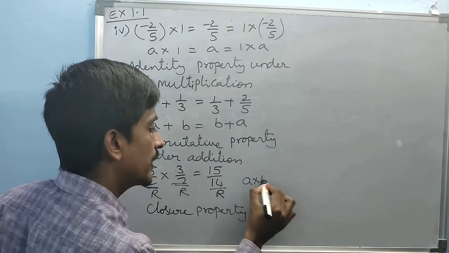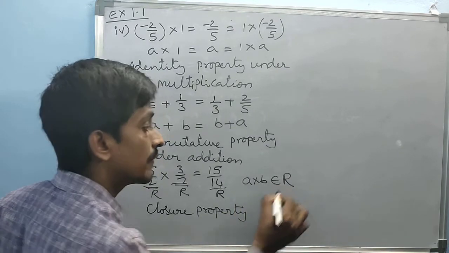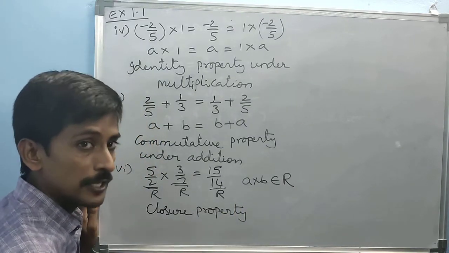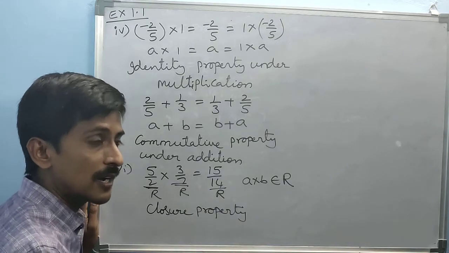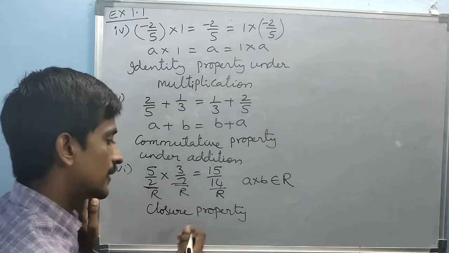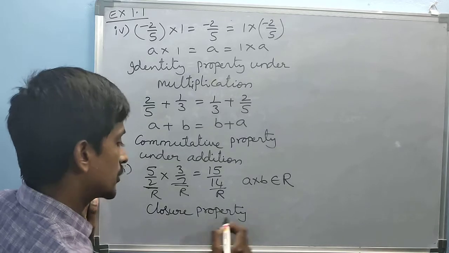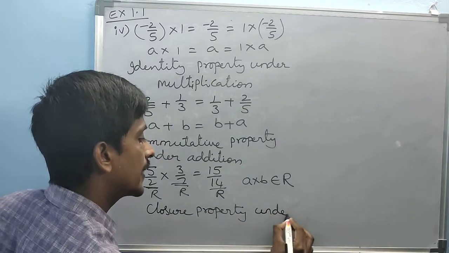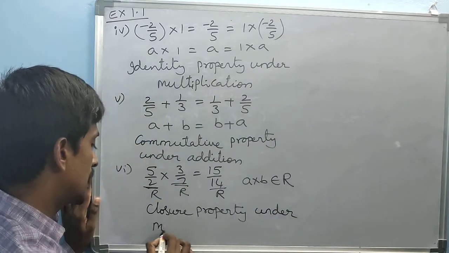A into B belongs to rational numbers. The product of two numbers gives also a rational number. That property is called the closure property under multiplication.